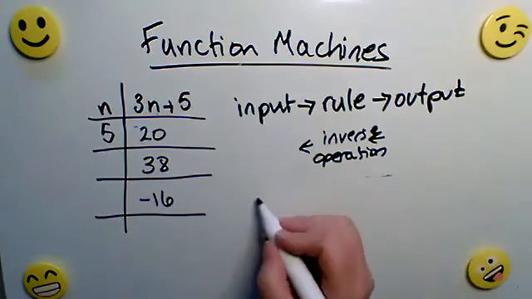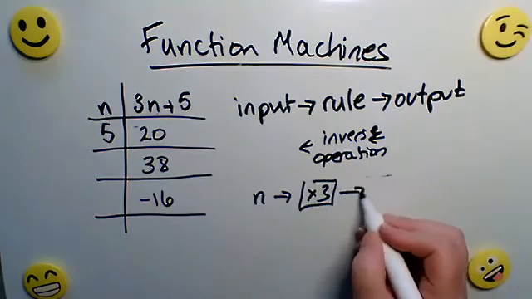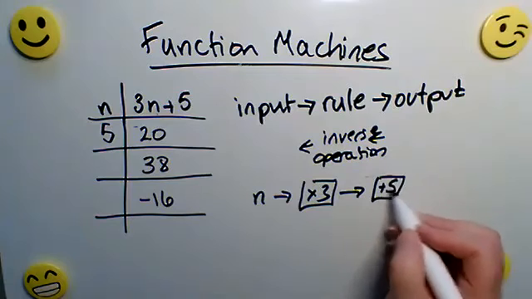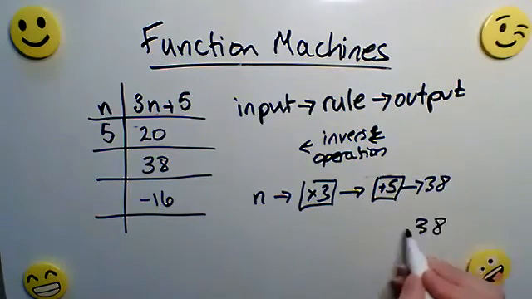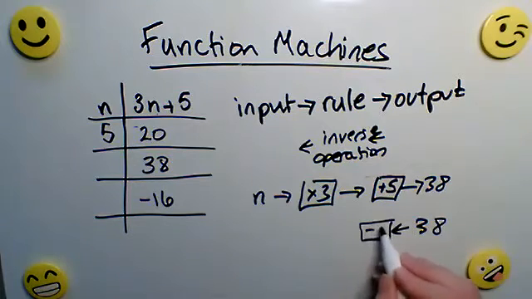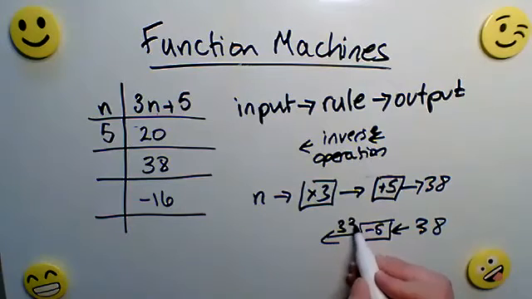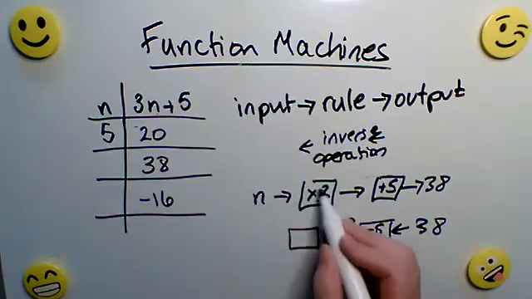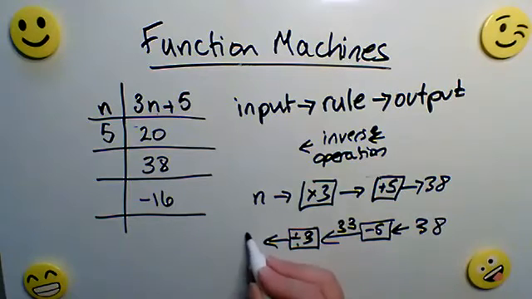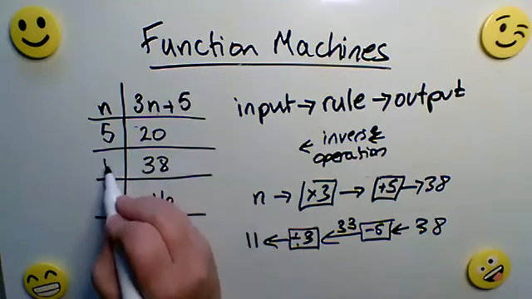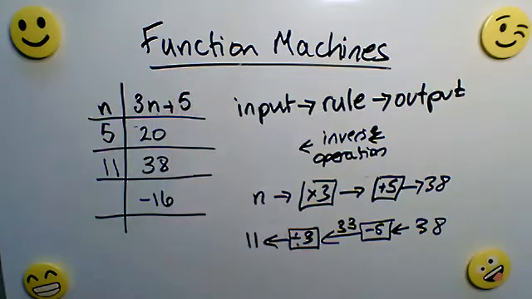When we want to know what n is, again, I'm going to multiply n by 3, then I'm going to add 5, and I know the output is 38. So I'm going to reverse this. Instead of adding 5, I shall take 5 away from 38, which gives me 33. And then instead of multiplying by 3, I'm going to divide by 3. So 33 divided by 3 is 11. So n is 11, then 3n is 33 plus 5 is 38.